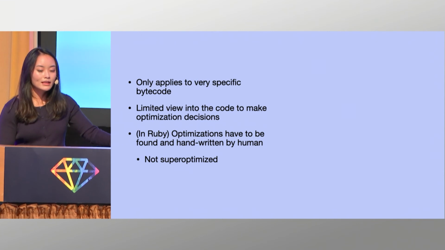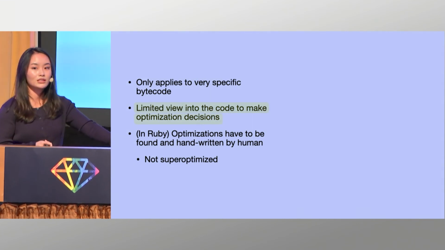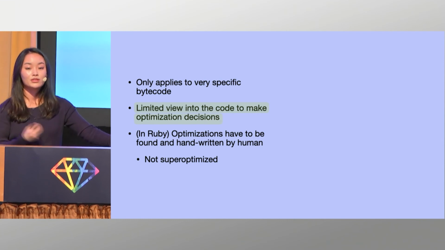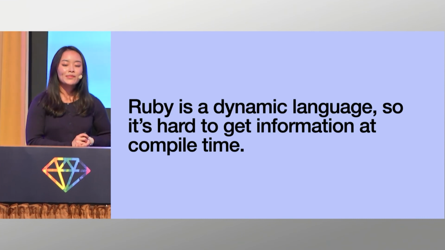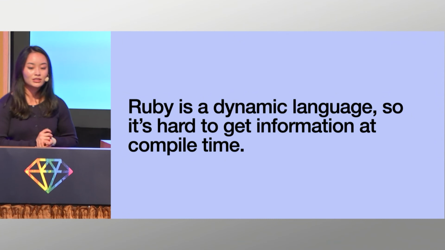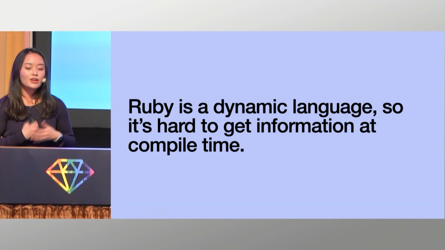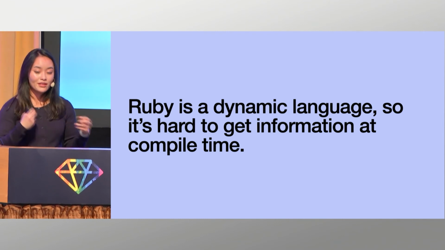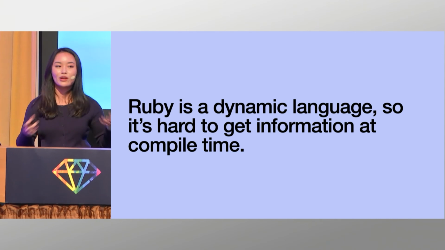Next, Peephole optimization only has a limited view into the code to make optimization decisions. A couple of talks already have mentioned this, but Ruby is a dynamic language, so it's very hard to get information at compile time. For example, Ruby methods can be monkey patched, so we won't know until runtime which method we're actually going to be calling.